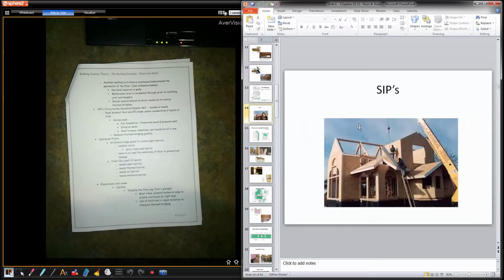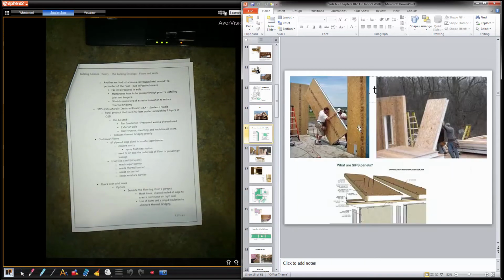So pretty good system. I've worked on one of these. I didn't actually put up the SIP panels, but I did the trusses on them. So they had the entire foundation done with the SIP panels. The SIP panels in the basement were thicker. They were 8 inches in width. And then the upper floor panels were 6 inches in width.